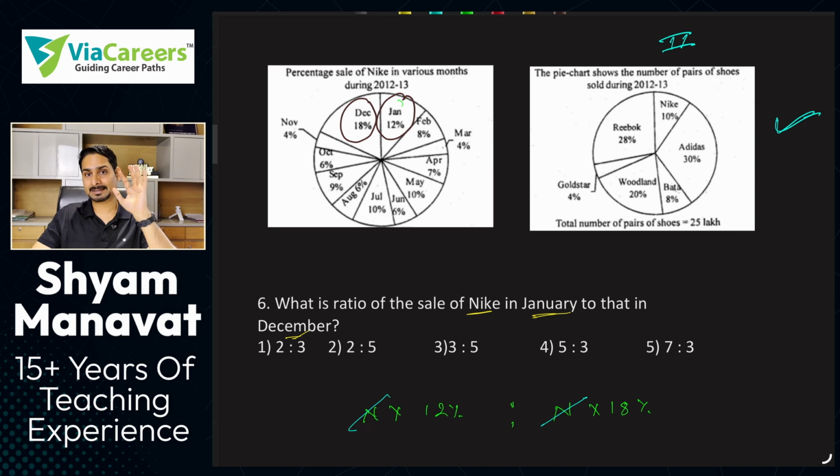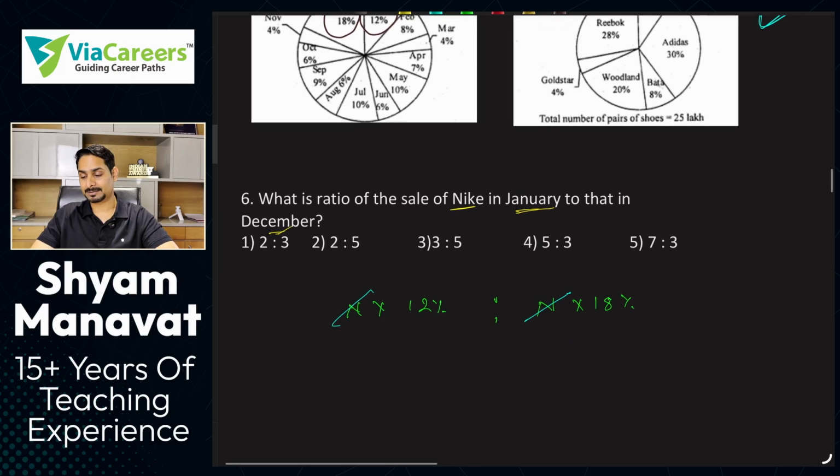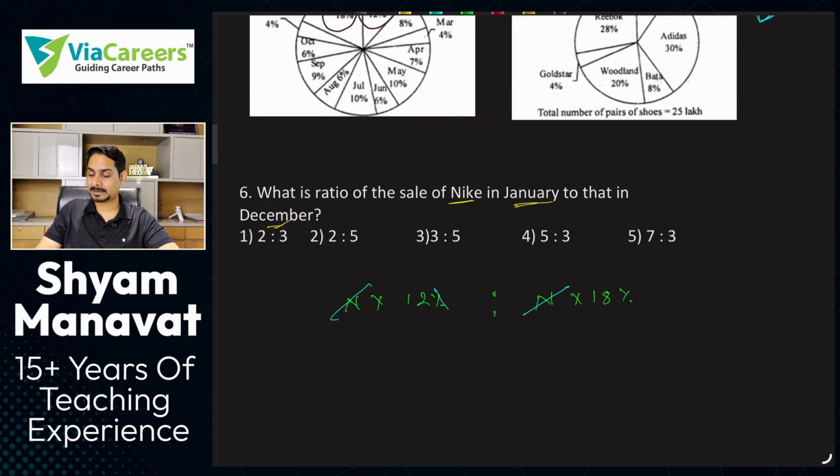We need to understand, is this required to solve the answer? Is it required to get the answer? Not required. So if you simplify this, percent gone, now cancel 4, 4 3s are 12, no sorry, cancel 6, 6 2s are 12 and 6 3s are 18. So 2:3, option number 1, is your answer. Correct? I hope you got the same answer.